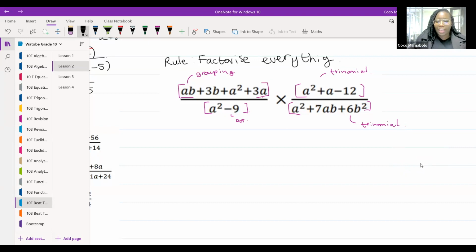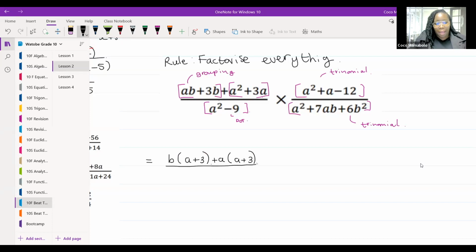Okay, so over here, let me factorize the top part, this grouping. I know that these first two have B in common. So B comes out and I will have A plus 3 left. And then I notice that these two over here also have A in common. So A comes out and I have A plus 3 left.